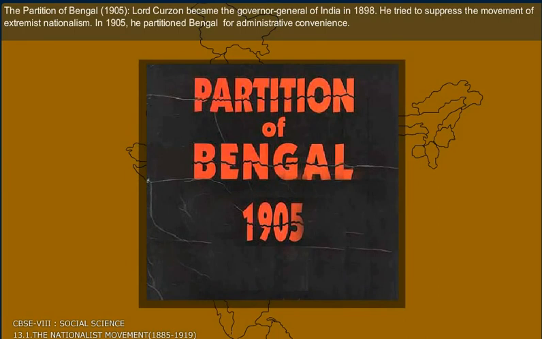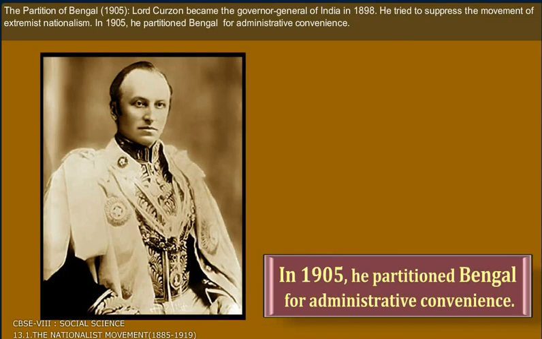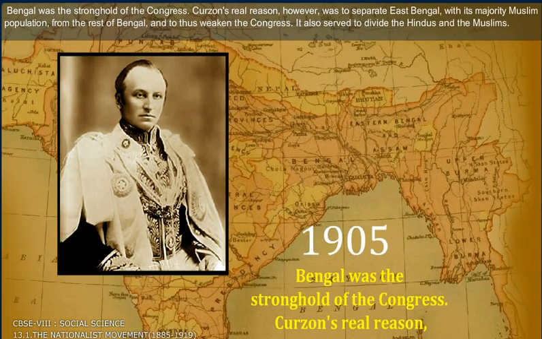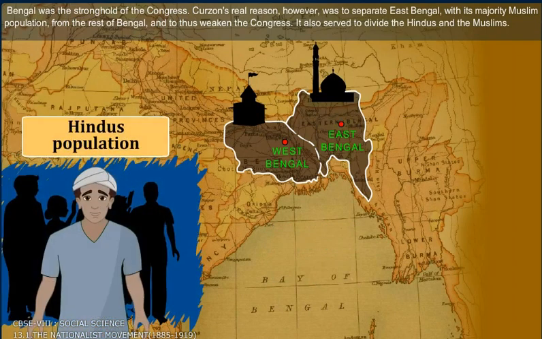The Partition of Bengal, 1905. Lord Curzon became the Governor-General of India in 1898. He tried to suppress the movement of extremist nationalism. In 1905, he partitioned Bengal for administrative convenience. Bengal was the stronghold of the Congress. Curzon's real reason, however, was to separate East Bengal with its majority Muslim population from the rest of Bengal, and to thus weaken the Congress. It also served to divide the Hindus and the Muslims.